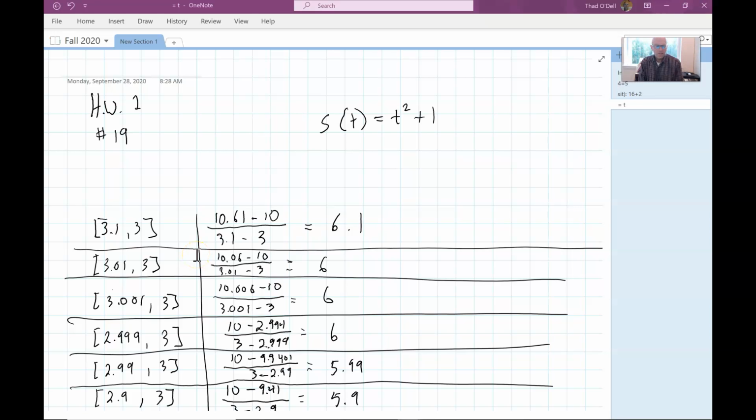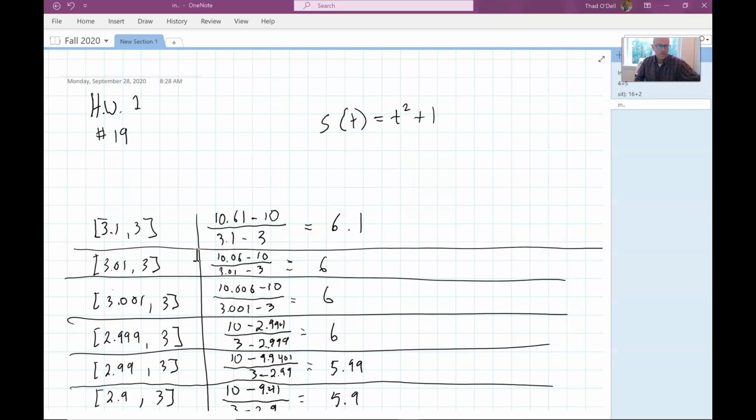Okay, so this is a quick video on trying to get at the instantaneous velocity by numerically using the average rate of change to get the instantaneous rate of change. And for those of you in my class, this is similar to homework 1, number 19. So if you're having trouble with that, this will help you.